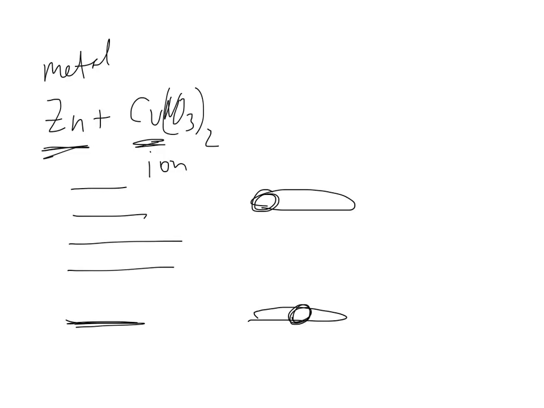So if I put copper plus zinc nitrate, would this reaction occur? The answer is no, because the metal has to be above the ion. In this case, the zinc ion is above the copper metal. So always use the activity series. The metal above displaces the ion below.